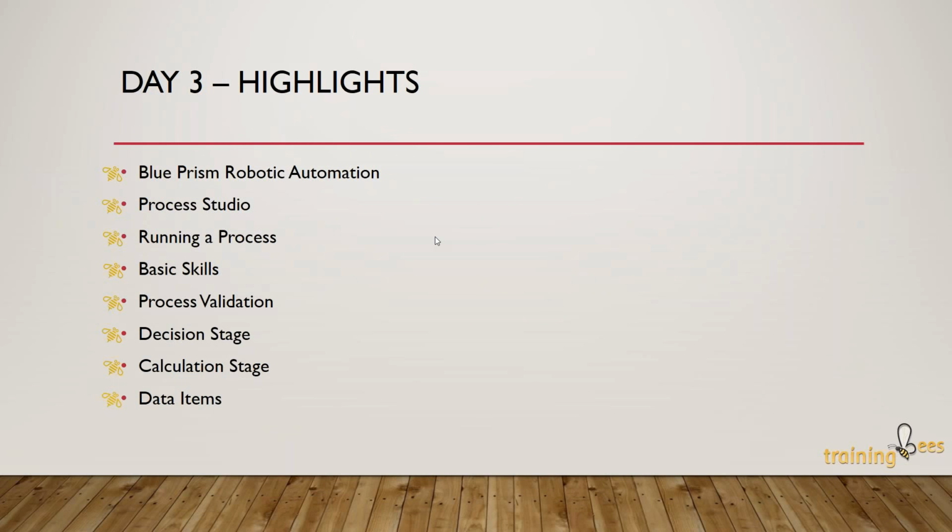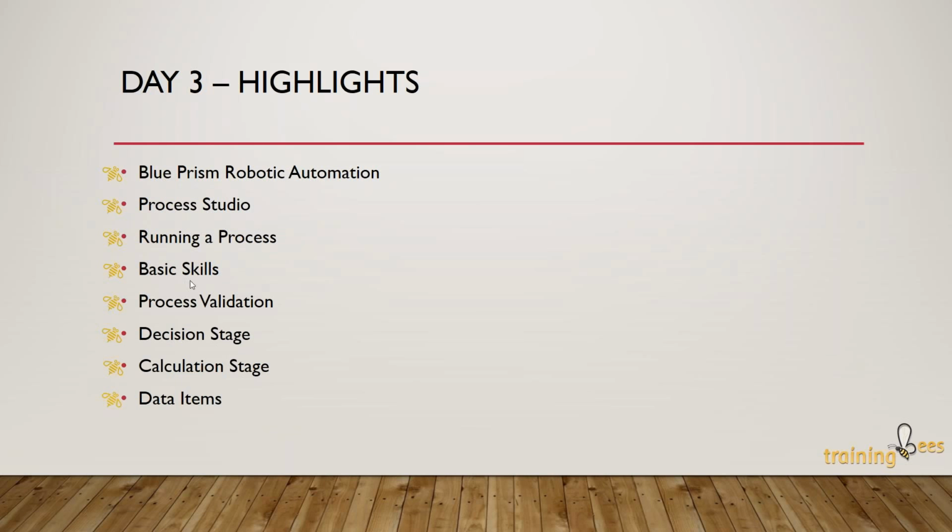First, we'll look at what actually Blue Prism Robotic Automation is. I think this has already been shared in the demo class, or I will explain it. Just a quick introduction, and we'll look at Process Studio, how the Process Studio looks. Here we define the process, the automation program that we need to make, and how to run a process that we created in Blue Prism.